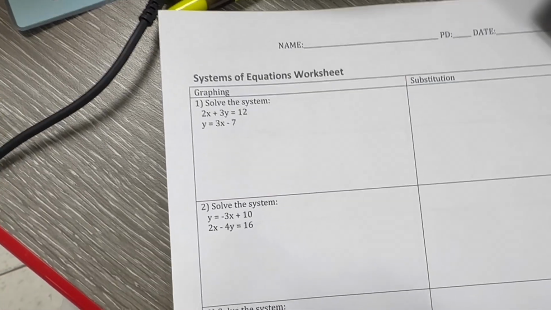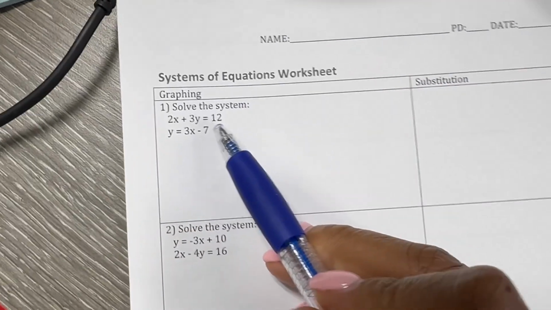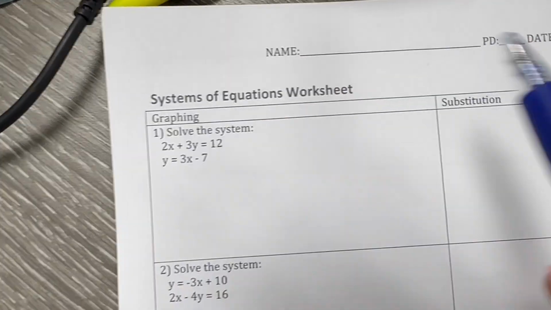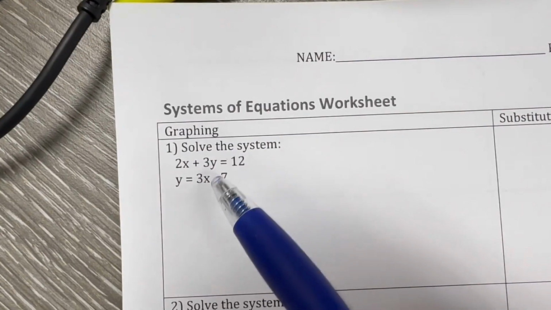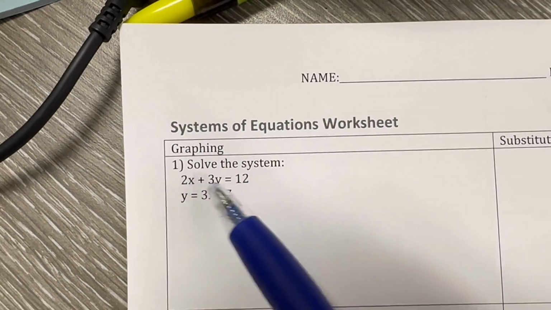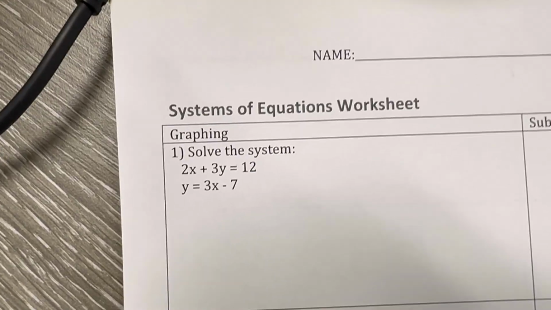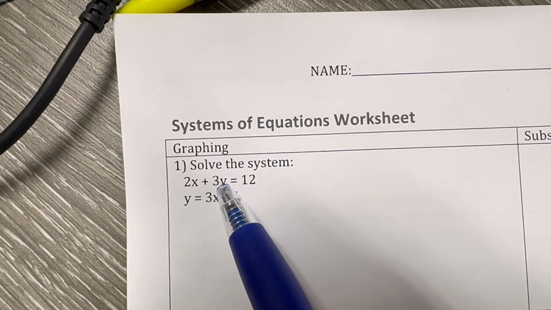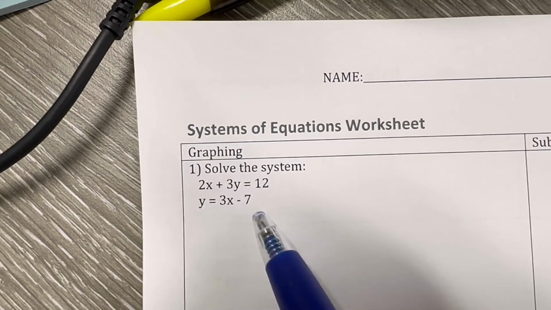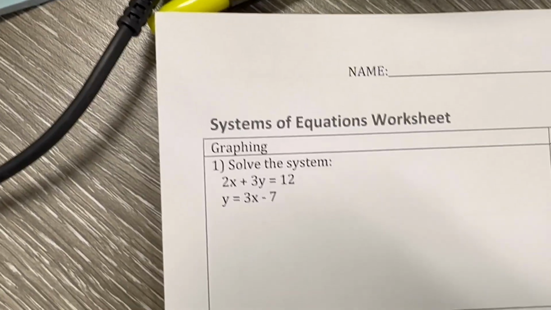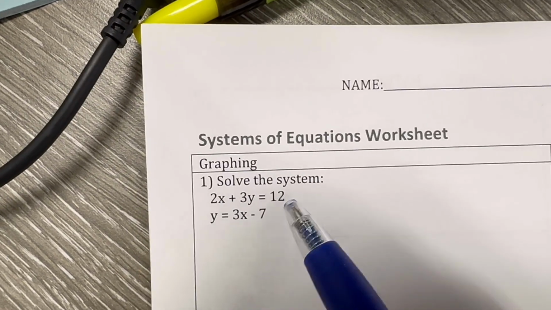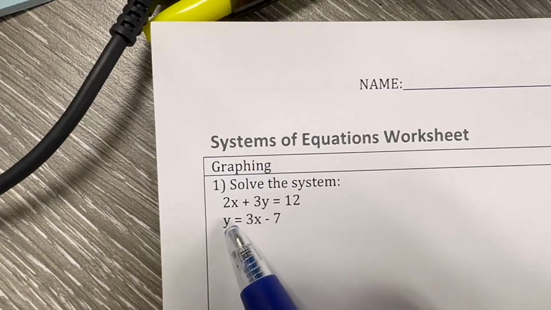All right, we are learning how to solve a system of equations via graphing and substitution. You've got two equations here, and we're looking to see where those two equations intersect. Where do x and y both satisfy both equations? What values of x and y satisfy both equations? What makes both equations equal?